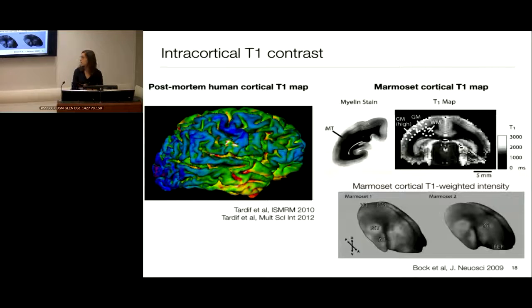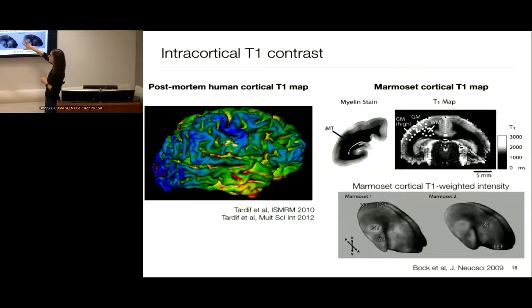So this has been validated using MR imaging of marmosets, followed by extensive histology all the way through their brain. This work was done by Nicholas Bach, who's now at McMaster University. So here we have a myelin stain, where again you see the nice band of Baillarger in the cortex, and denser myelination in area MT, which is a visual area, very myelinated in humans, but even more so in non-human primates. And you can see these features in the T1 map as well.